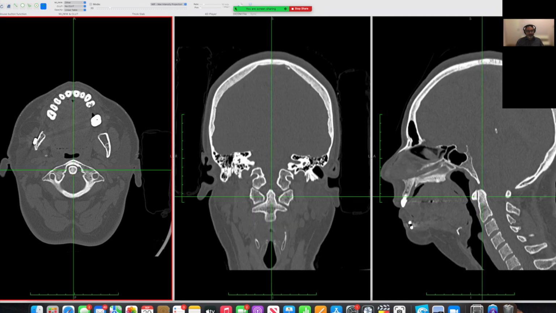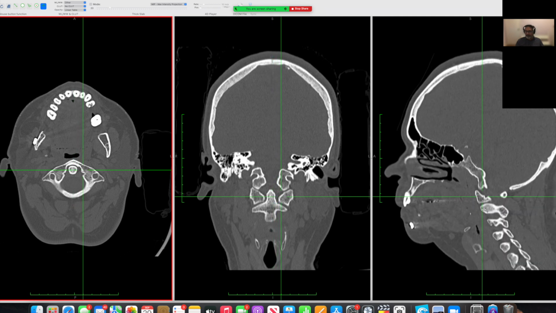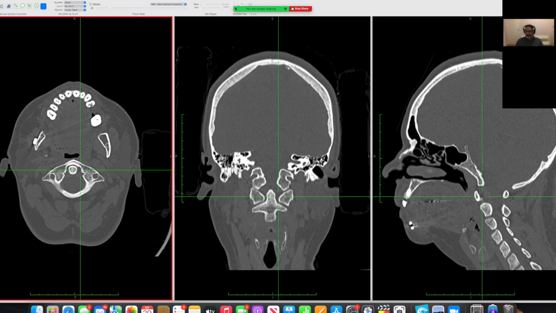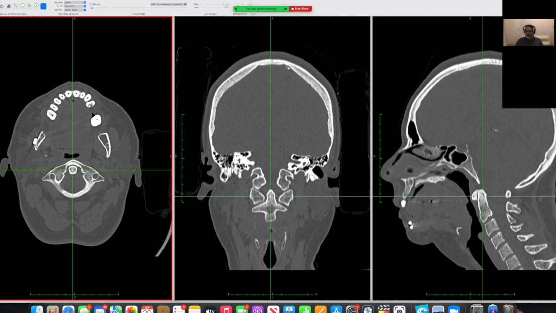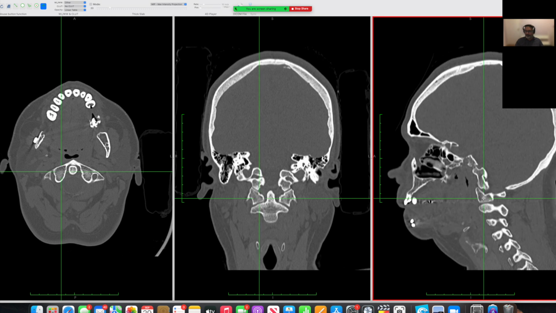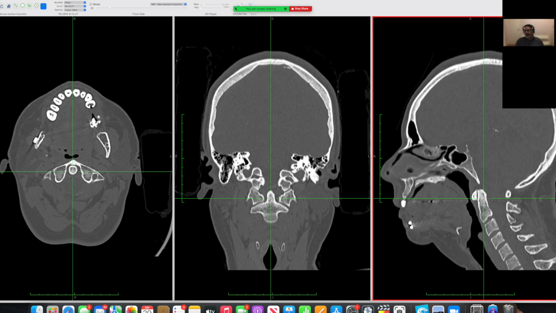So basically it's an extension. C2 has an extension that points upward, and the C1 rotates around it. But that itself is the dens of C2. So if you look further back, so that's C1, that's C2, and if you move more to the center, then the dens is going to pop up here, and be right in the midline there. And if you keep going further, then obviously it'll go back down again, and that's the other end of C2.